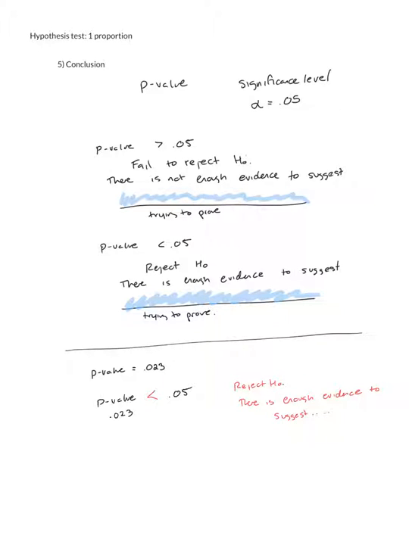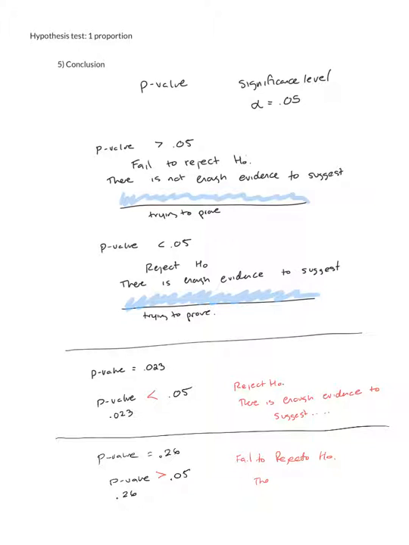Let's go ahead and do another one now. Let me say that our p-value was 0.26. Once again, we always compare our p-value to 0.05. In this case, our p-value is 0.26, and 0.26 is obviously bigger than 0.05. This is like saying there's a 26% chance that would happen. If it's greater than 0.05, we fail to reject H0. If we're failing to reject H0, there is not enough evidence to suggest what we're trying to prove.